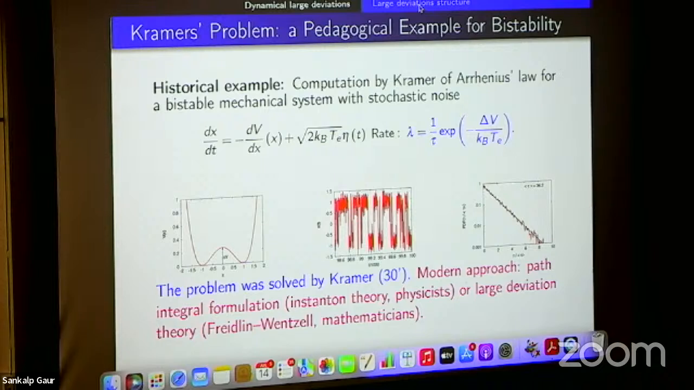And so the point of Kramers, his goal was to actually derive the Arrhenius law for this case. So the Arrhenius law is the fact that the rate to go from one attractor to another will be proportional to the exponential of minus delta V divided by kBT. Okay? And so this is just like the Arrhenius law, where here the potential barrier value is delta V. And so this is the energy that is exchanged with the thermal bath.